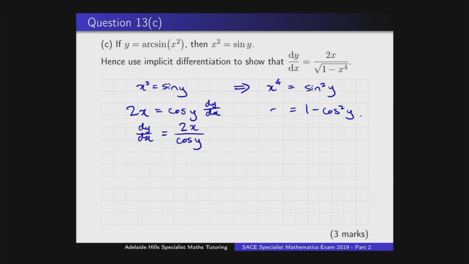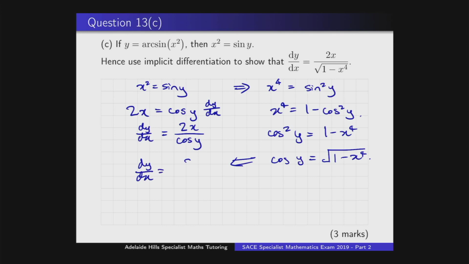And so when we rearrange that, we're going to get that cos squared y is equal to 1 minus x to the 4. So cos y is equal to the square root of 1 minus x to the 4. Okay, and now we're going to substitute that back into what we had on the left-hand side of this page. We've still got the 2x, and now instead of cos y, we're going to have the square root of 1 minus x to the 4. Okay, and that's basically what we're asked to show.